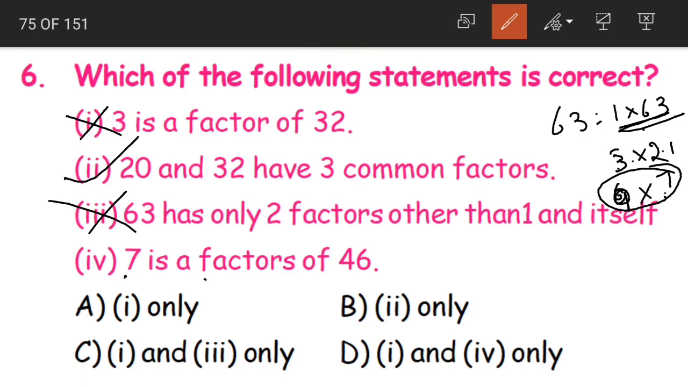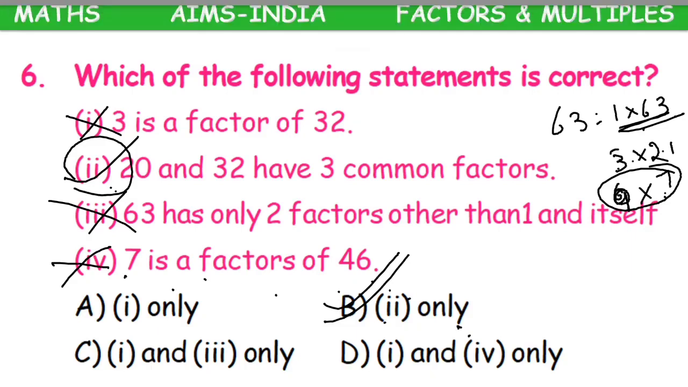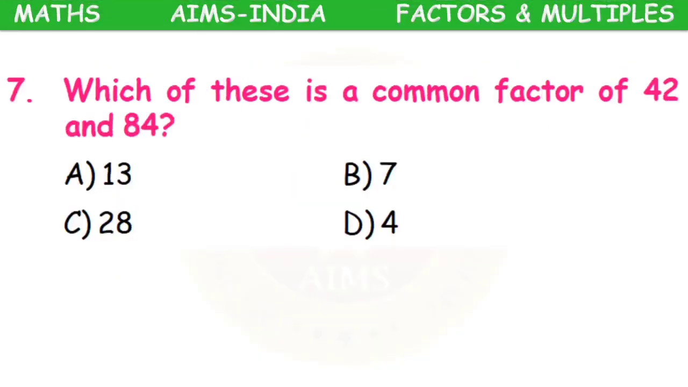Now coming to statement 4, 7 is a factor of 46. This is also wrong. Yes, 7 is not a factor of 46. Now which is the correct statement? Only statement 2. So option B, 2 only becomes our correct answer. Next question. Which of these is a common factor of 42 and 84, children?